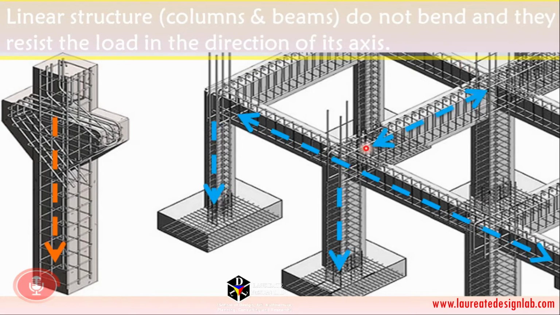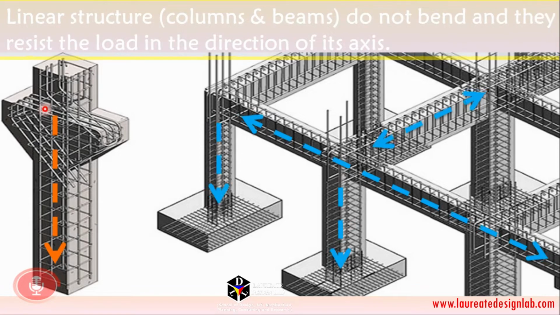These beams are also linear structures. So the feature here is that they should not bend and they must resist the load in the direction of their axis. This is the direction of the axis of the beam. This is the axis for the beam, and this blue line here is also indicating the axis of the column.